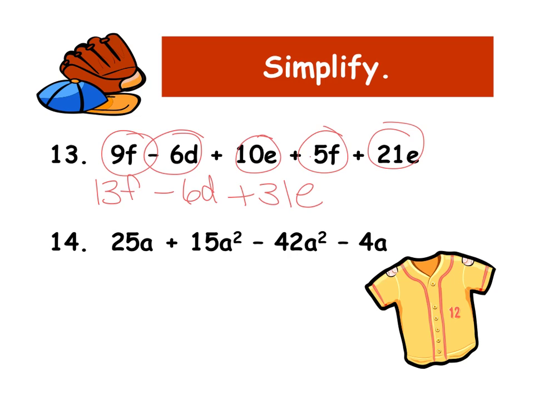And finally my last one, I have 25a and a negative 4a, so they both have an a, and 25 minus 4 is 21. And I have two terms with an a squared, and 15 minus 42 is negative 27, I believe. Yes. So there's my answer to those.